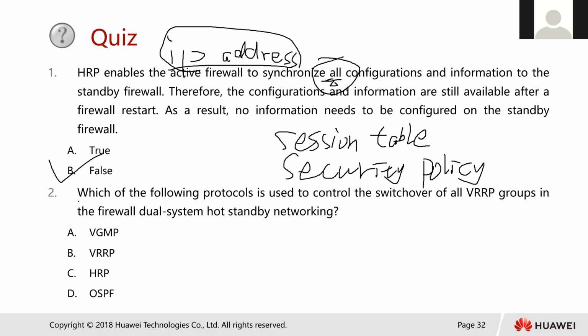The second question. Which of the following protocols is used to control the switchover of VRRP groups in the firewall dual-system or standby networking? This is simple to understand: switchover. The answer is 1, VGMP. Yes, it is used for switchover.